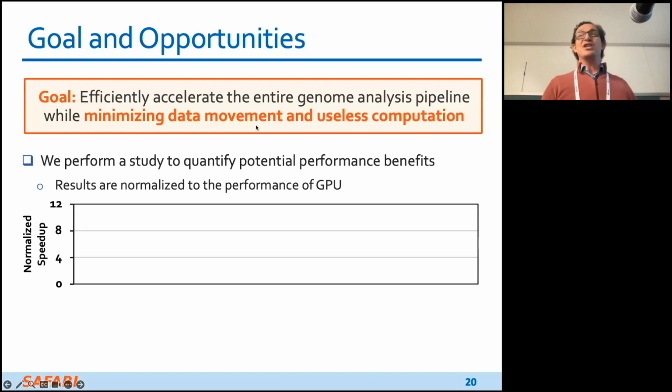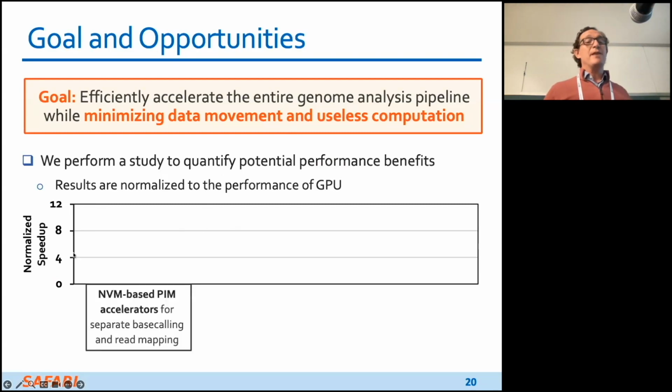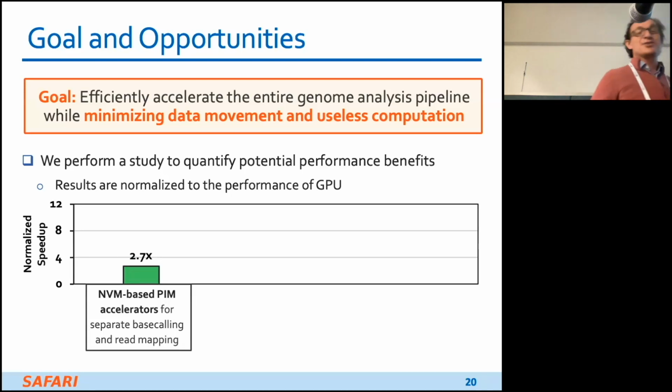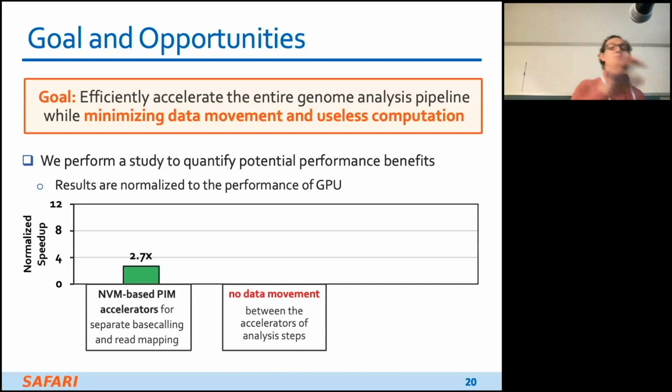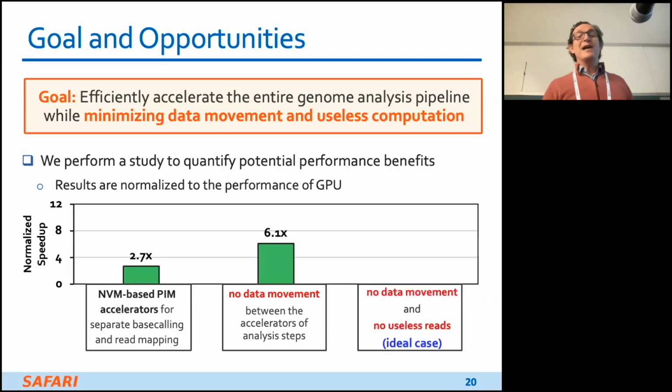Let's take a look at the potential study first. First, we quantify the potential benefits. Results are normalized to the performance of a good GPU, essentially. MVM-based PIM accelerators are actually pretty good compared to a GPU, 2.7x, as you can see. Now, if you eliminate the data movement between these two different accelerators so that they communicate with each other nicely, you go up to 6.1x, which is nice. And then if you actually eliminate the useless reads in an ideal way, you go up to 9x.